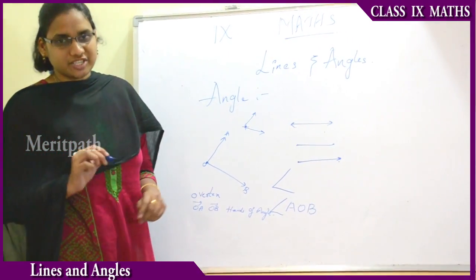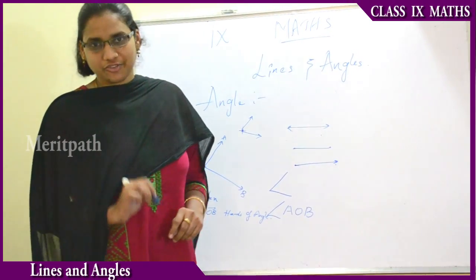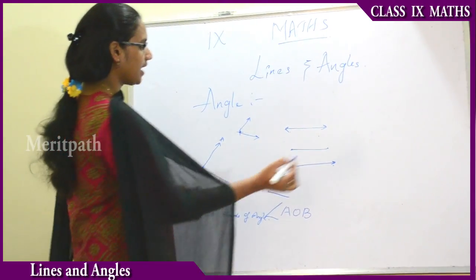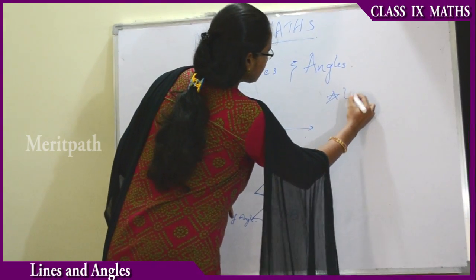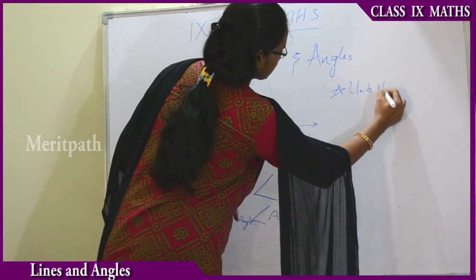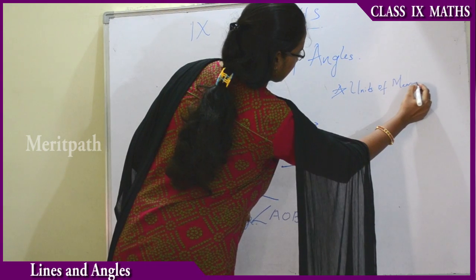Every angle is measurable, and the unit of measurement of angle is the degree. Very important: the unit of measurement of angle is degrees.